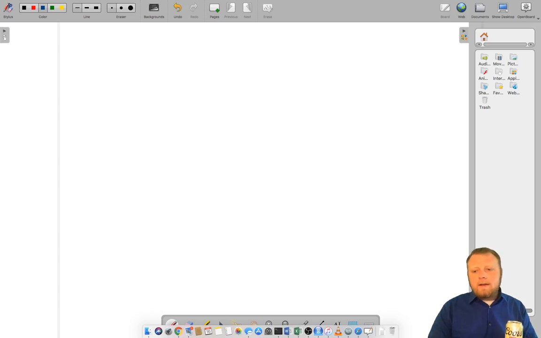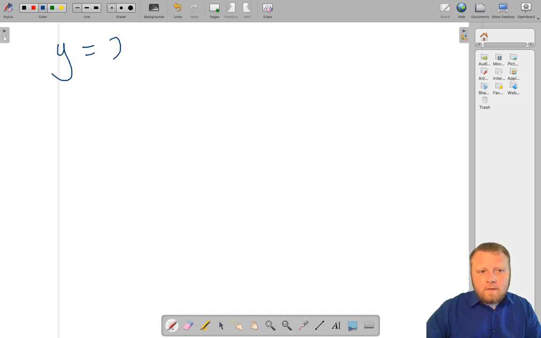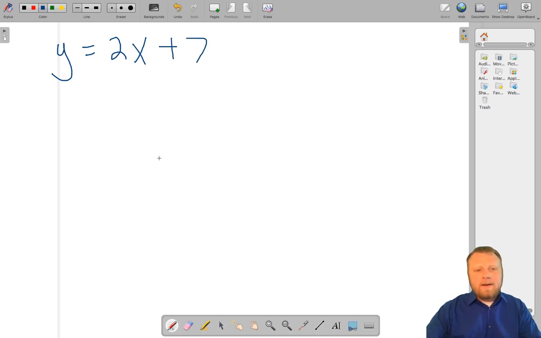So let me give you an equation and you're going to tell me some things about it. 2x plus 7. This is very simple. You should know this by now, but let's hear the answers here. If I asked you, what is the slope of this equation? What is slope?